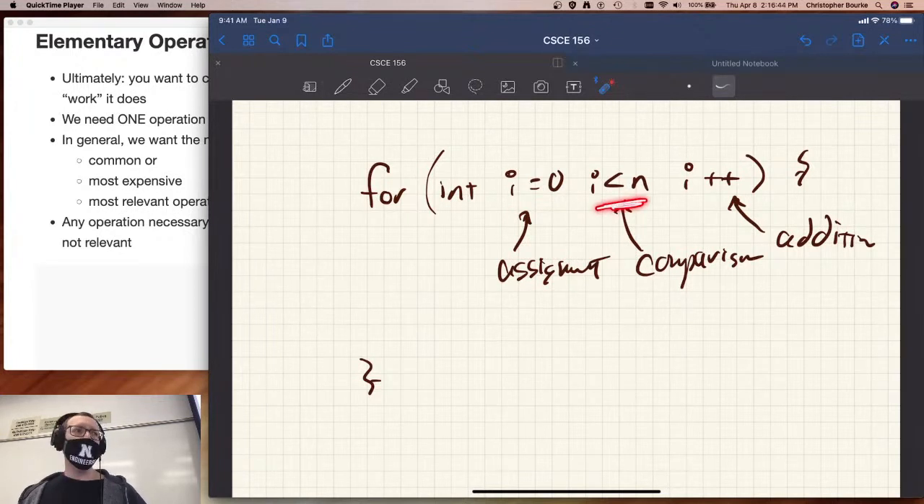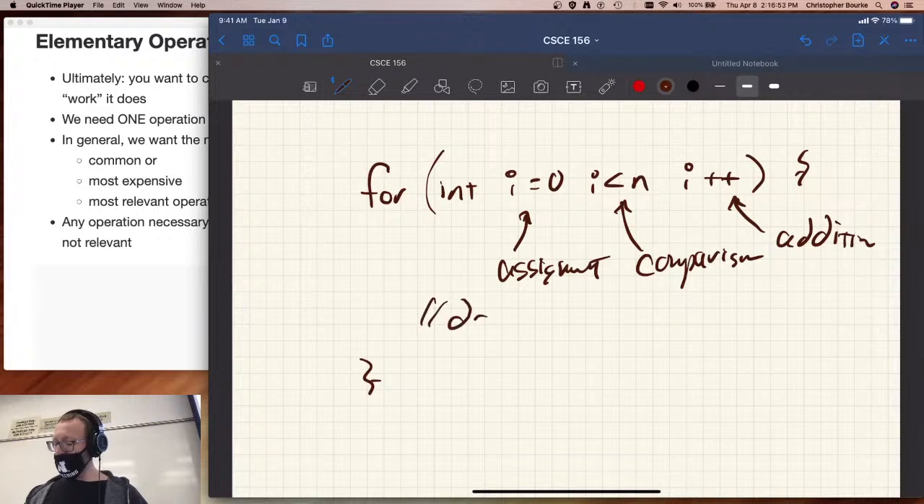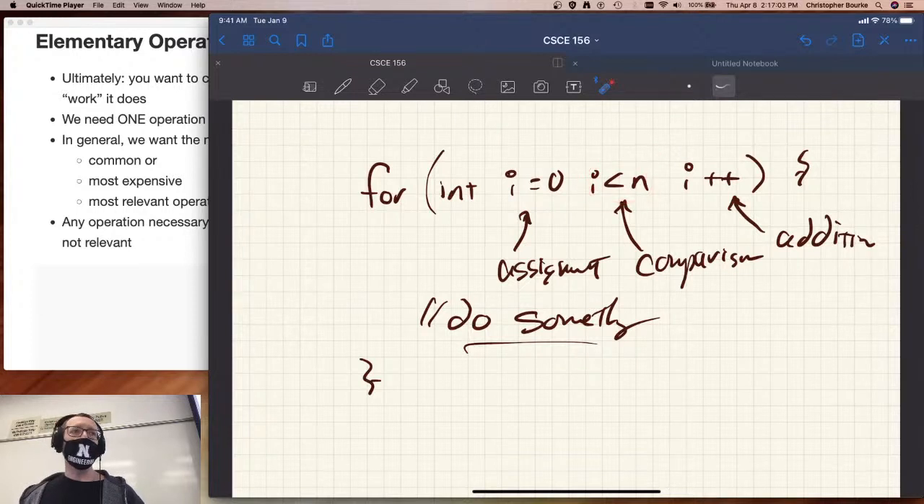This comparison certainly is happening more often. This addition is also happening more often. But even more relevant to that, we're doing something inside this loop, right? Whatever we're doing inside this loop, every time we do it, we're doing one comparison. Every time we do this something, we're doing one addition. So if we start counting these, they're just going to be proportional to what we're actually doing in the loop anyway. So no, we don't want to look at things that are necessary for the control structure of the algorithm. We want to look at things inside of a loop, what the algorithm is actually doing.